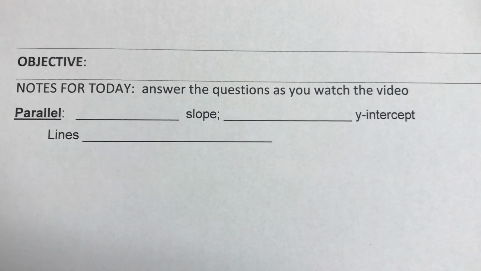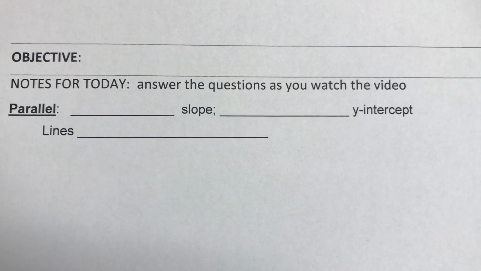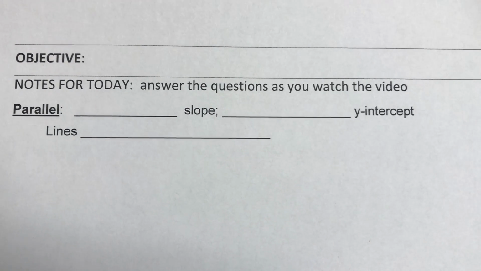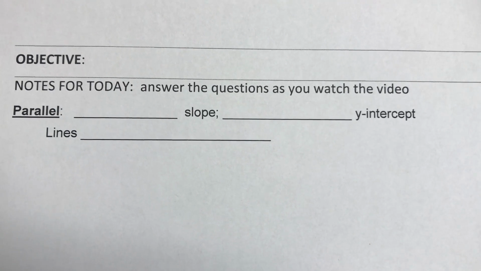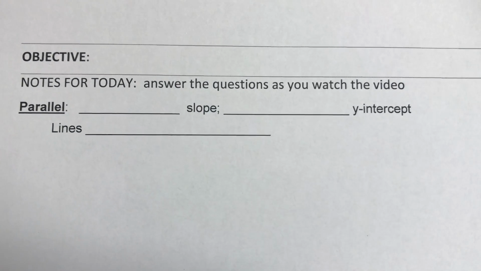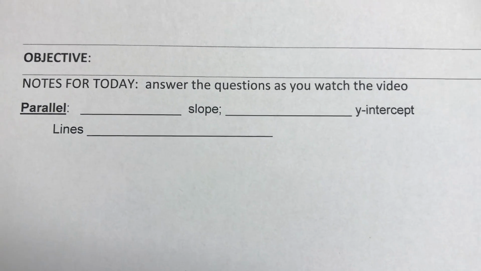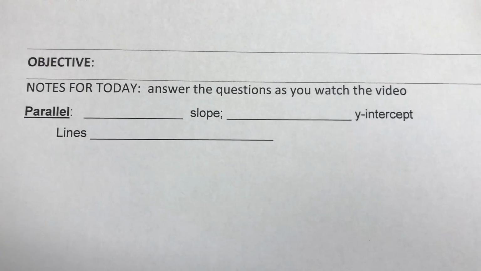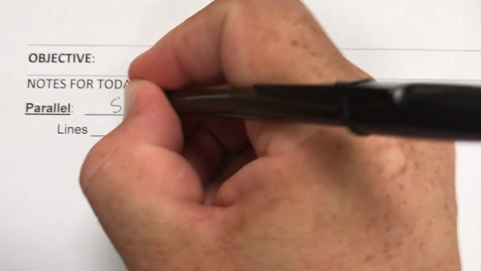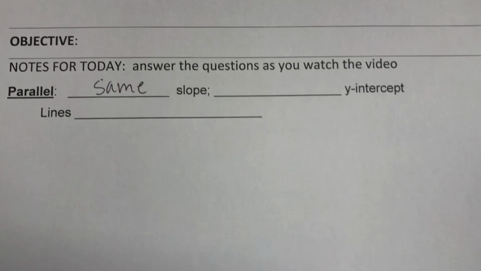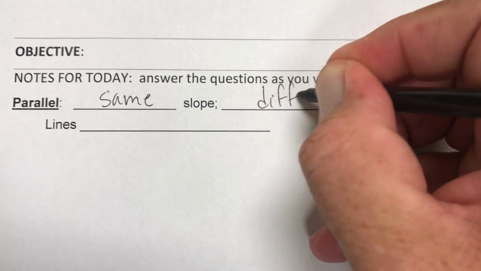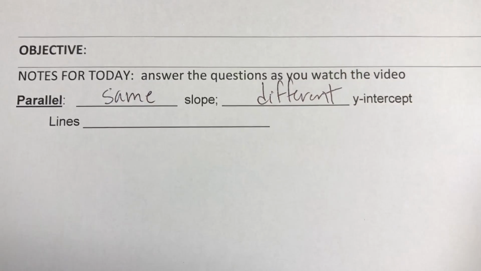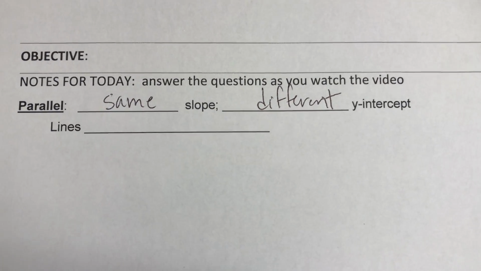Parallel lines are lines that what? Anybody? Correct. They're lines that don't touch each other. The reason that they don't touch each other is because they have the exact same slope. They have the same slope and they're going to have different y-intercepts.